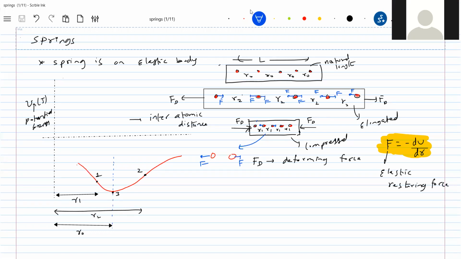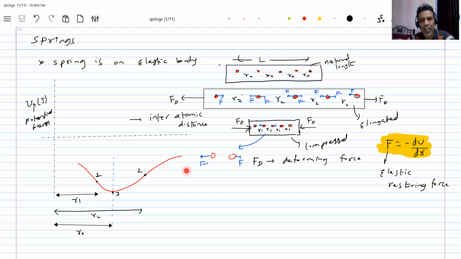What you have to remember: if the length of the elastic body is increased, then the distance between atoms will increase, and the restoring elastic force will act in such a way that it will decrease the distance between the atoms, and it will bring the body back to original length. If the length of the elastic body is decreased by a deforming force, then the distance between atoms will decrease. Then the elastic restoring forces will act in such a way that they will try to increase the length or distance between the atoms.